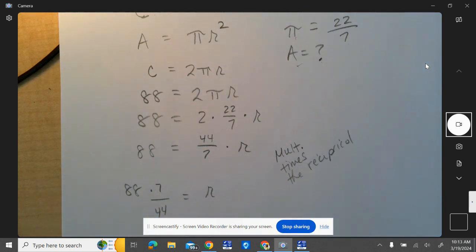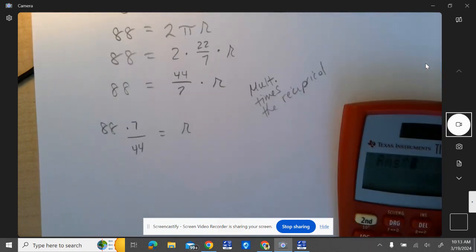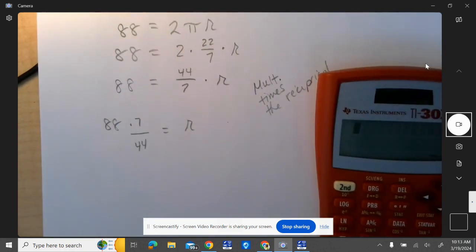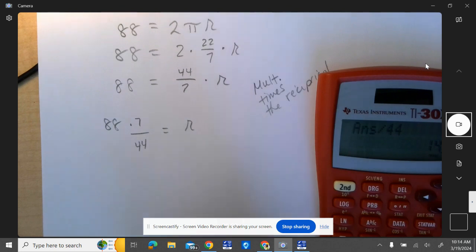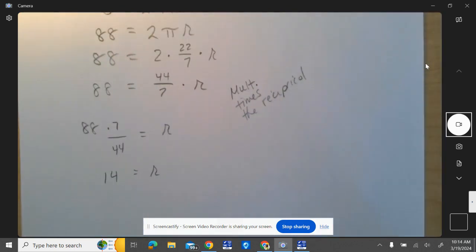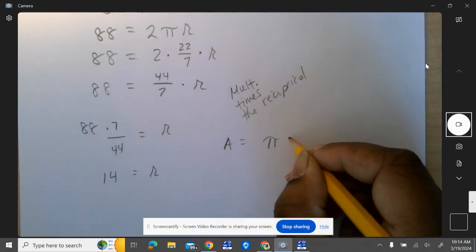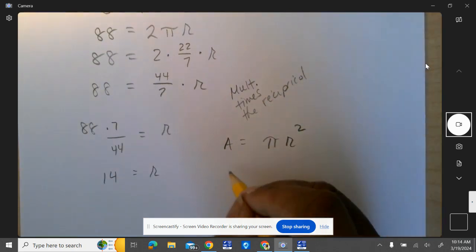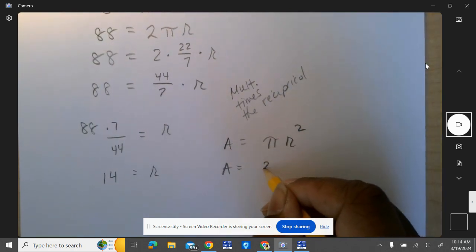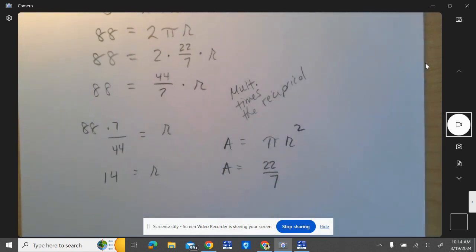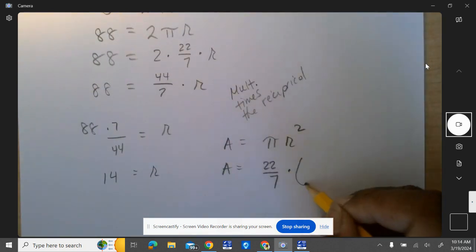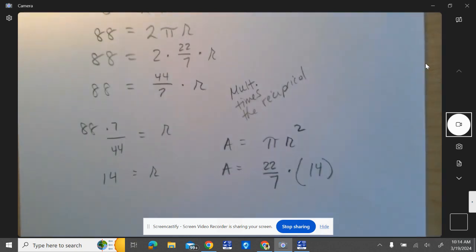Okay, you get your calculator. 88 times 7 equals, divided by 44 equals 14. So we found our r. That's what we really needed. Now we can find the area. Pi r squared is the formula. They wanted us to use 22/7. The radius we just found is 14.